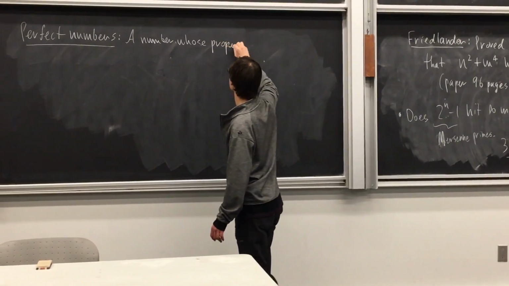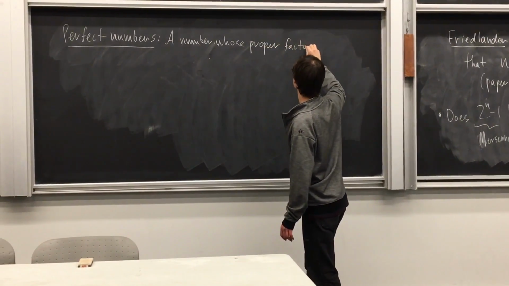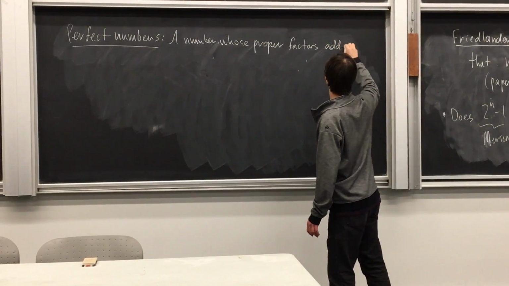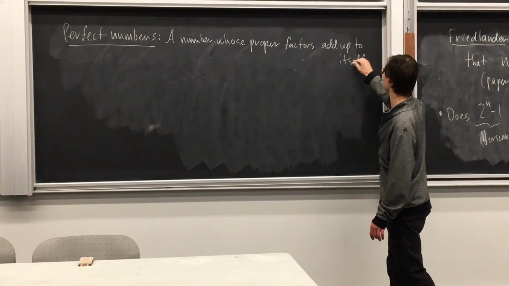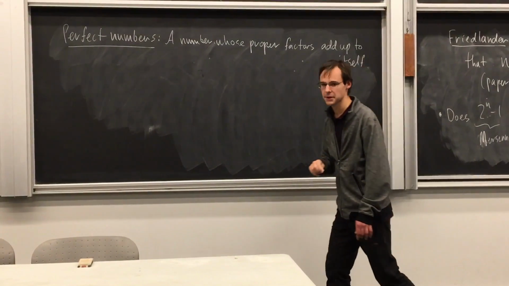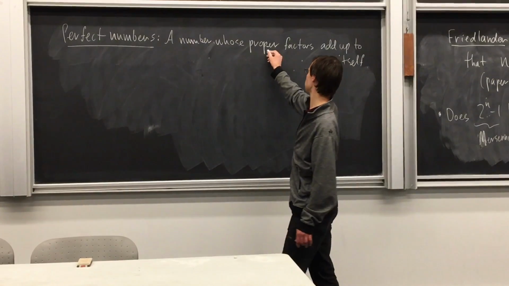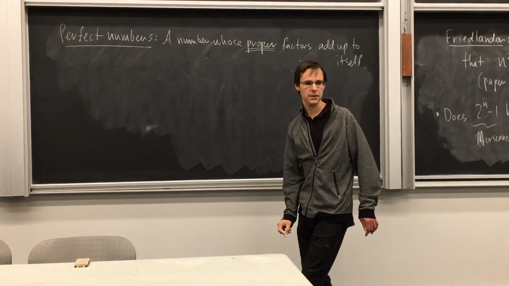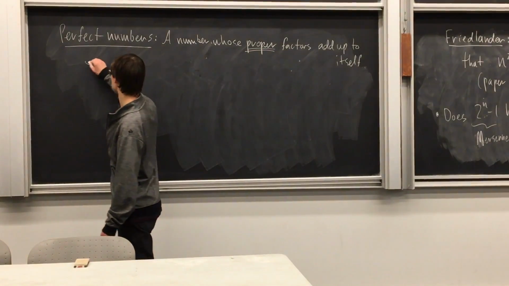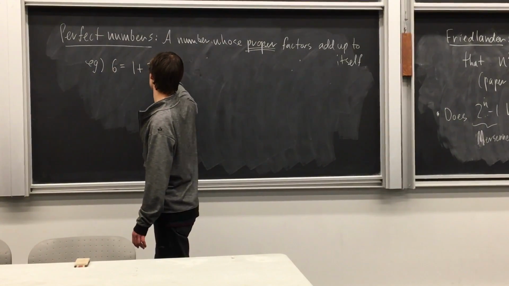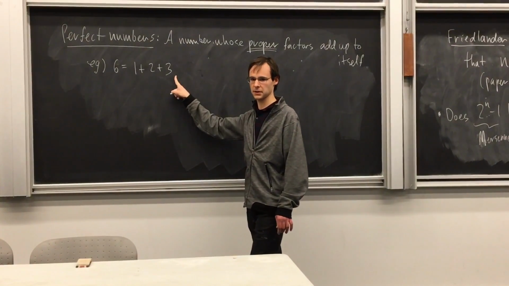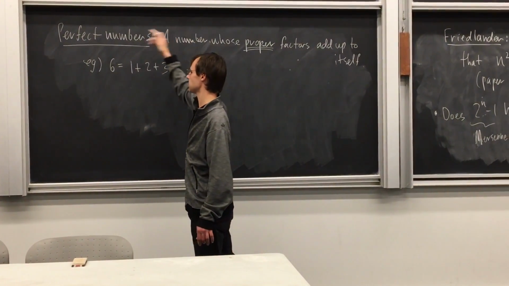Whose proper factors add up to itself. Okay? So here's an example. What does proper mean, first of all? Not including the number itself. So here's an example. 6 is a perfect number, because 6 is equal to 1 plus 2 plus 3. These are all divisors of 6. The sum of all the divisors of 6 adds up back to 6.